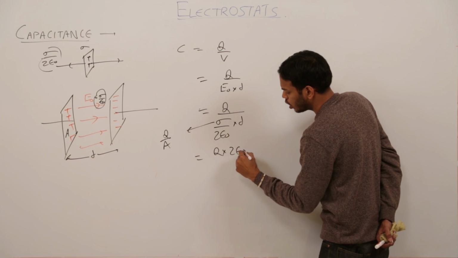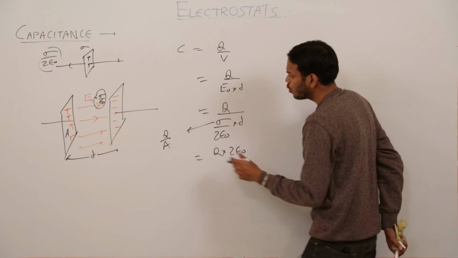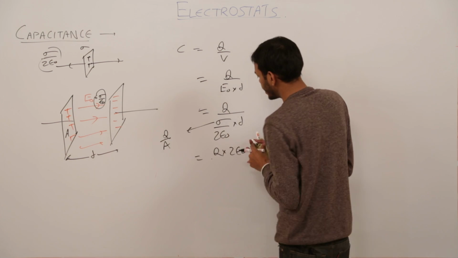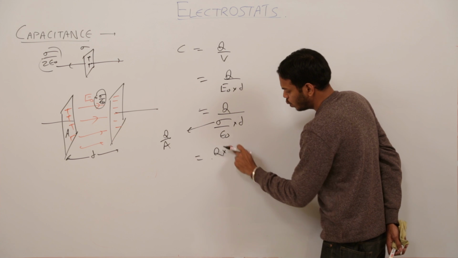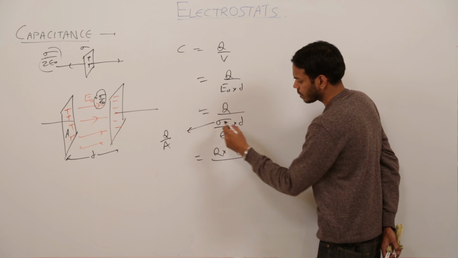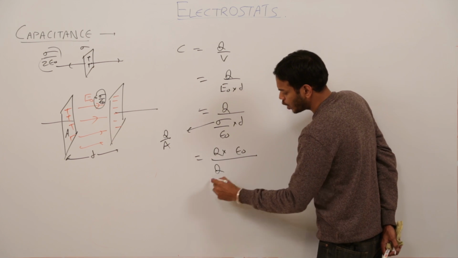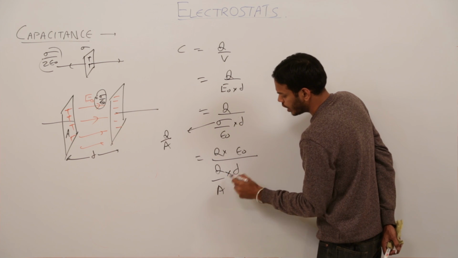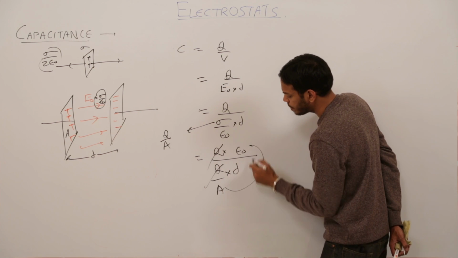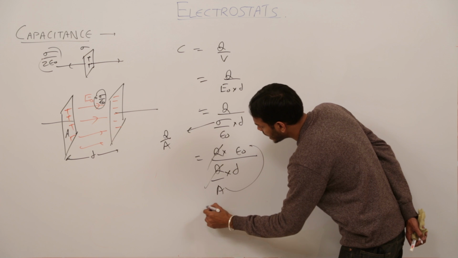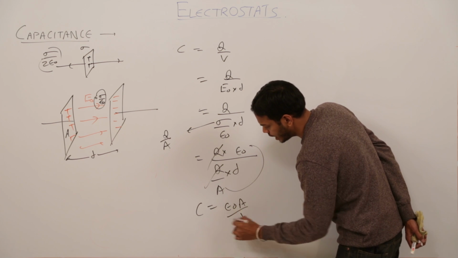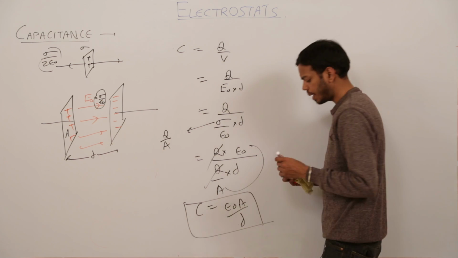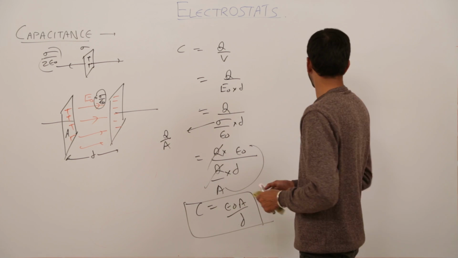Q upon sigma upon epsilon naught, I wrote it there. Q into epsilon naught upon, instead of sigma I would be writing Q by A into d. This gets cancelled, A goes up, so the formula is C equals epsilon naught A upon d. That is the capacitance of a parallel plate capacitor.